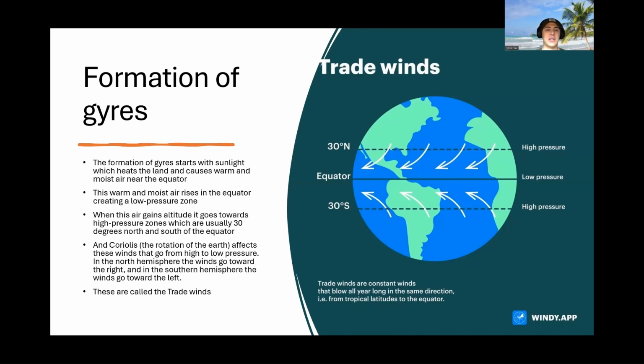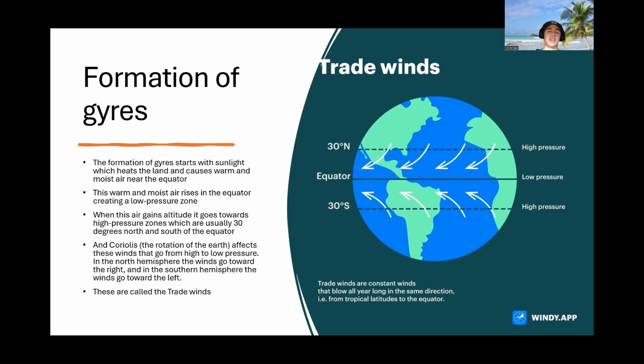Formation of gyres. The formation of gyres starts with sunlight, which heats the land and causes warm and moist air near the equator. This warm and moist air rises in the equator, creating a low pressure zone. When this air gains altitude, it goes towards high pressure zones, which are usually 30 degrees north and 30 degrees south of the equator. The wind goes around the surface from high pressure to low pressure. So from 30 degrees north to the equator.